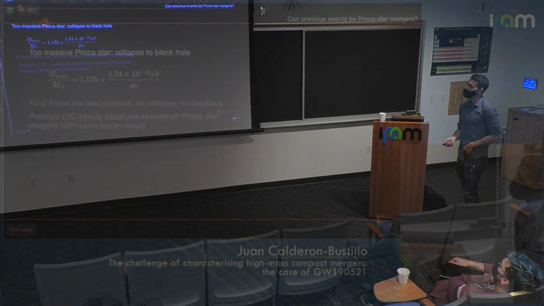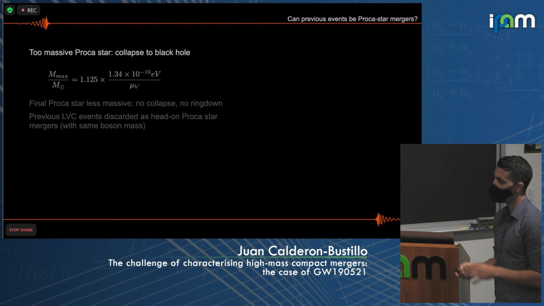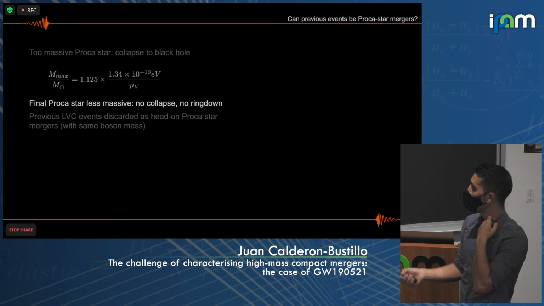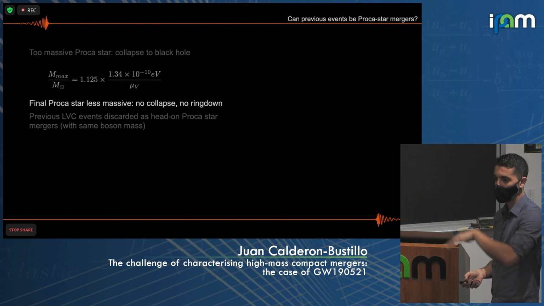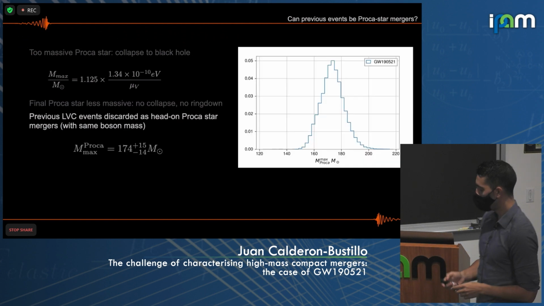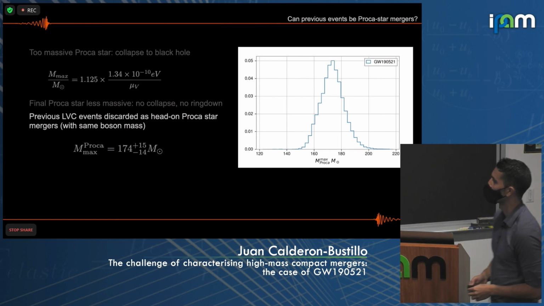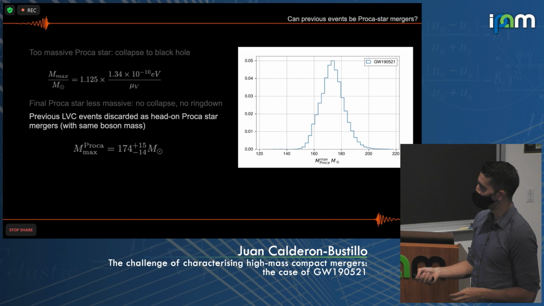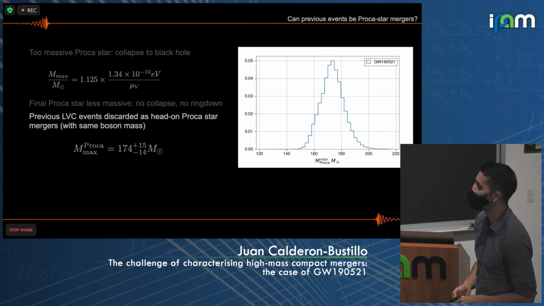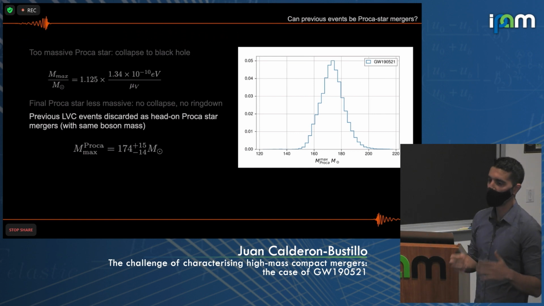You can also ask how massive can one of these Procastars be before collapsing into a black hole. And you're interested in this question because if you want to reproduce LIGO-Virgo data, you want this star to collapse and produce a ringdown. Otherwise, you will never match one of those observations. And you can compute that mass, and you obtain a value of around 175 solar masses. So this is the mass you need before you implode into a black hole. So this automatically discards previous LIGO-Virgo events to this one as head-on collisions of Procastars with these field frequencies.